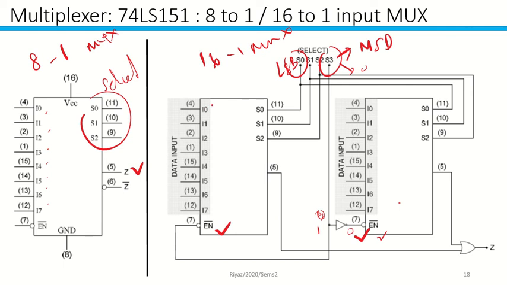So you have selection of 0, 1, 2 until 7, and the next one is over here. If you see over here, this one is S0, S1, S2, and over here you also have S0, S1, and S2. So this one will select whether you're going to use it as an 8 or as a 16. So this is important.